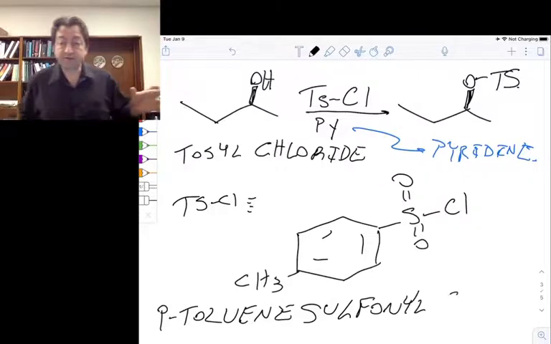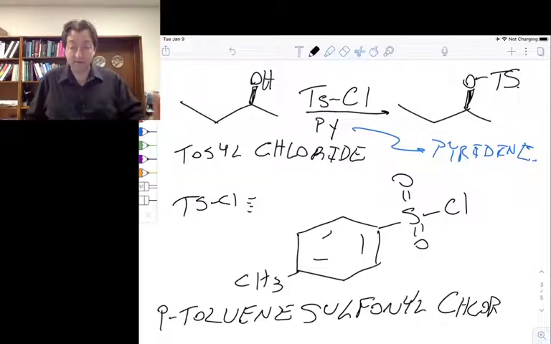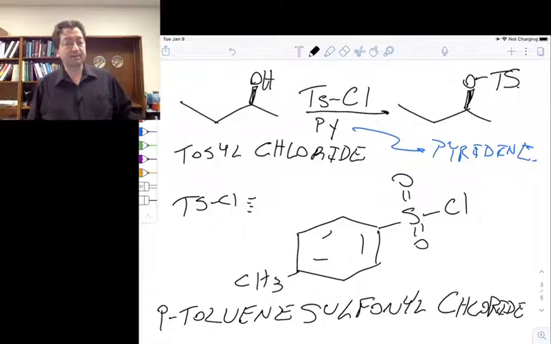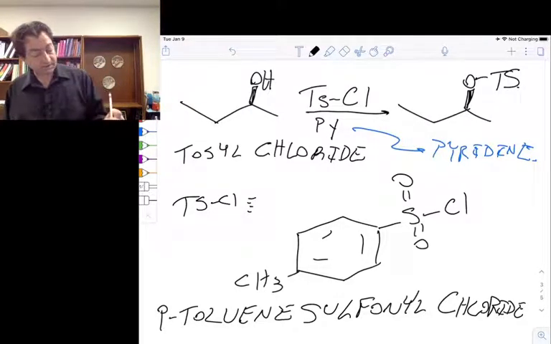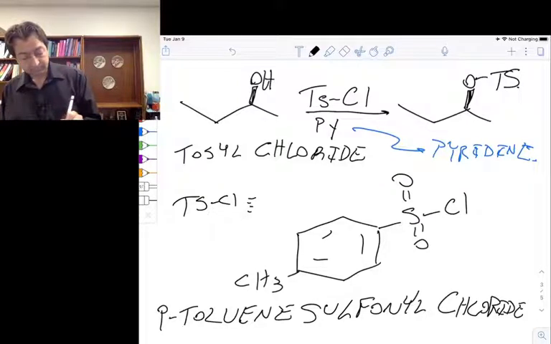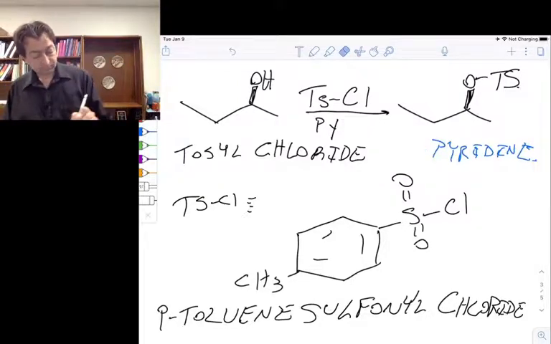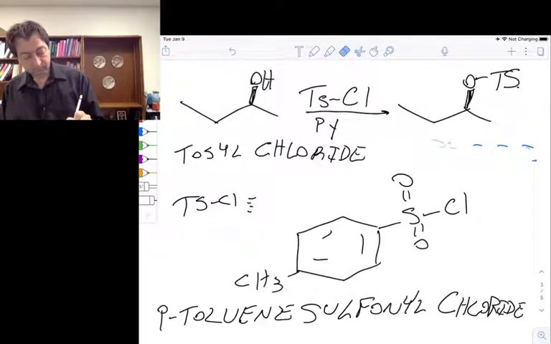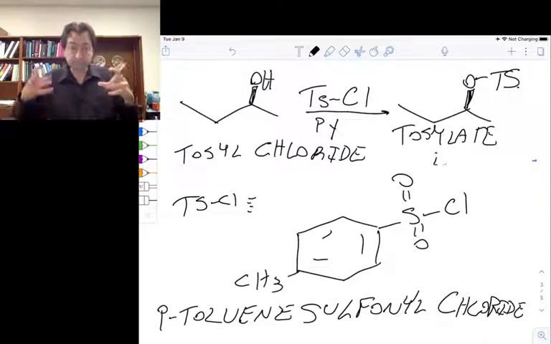So it's called para-toluene sulfonyl chloride. There's the chemical structure of tosyl chloride. It's an aromatic ring with a methyl in the opposite or para position, and this sulfonyl chloride. And that reacts with the alcohols to make these so-called tosylate esters. So you can make that tosylate ester.